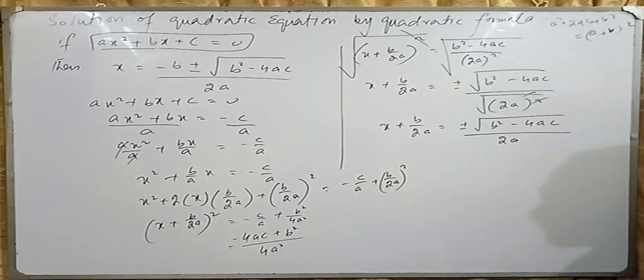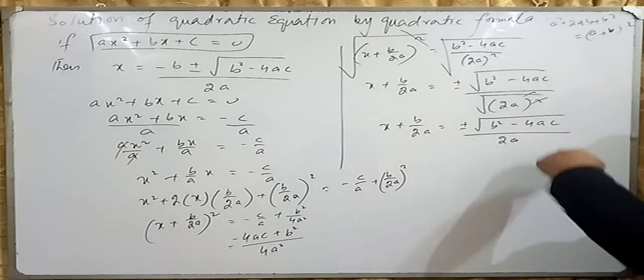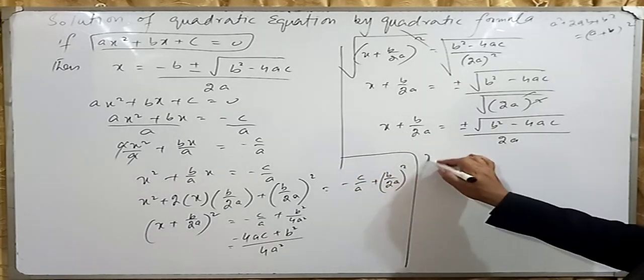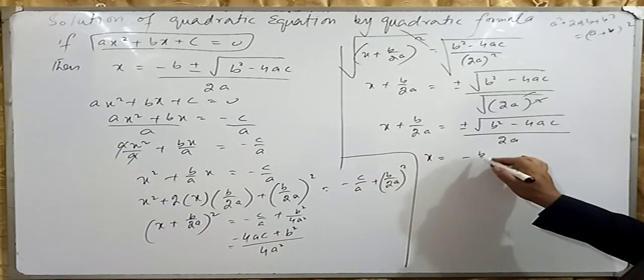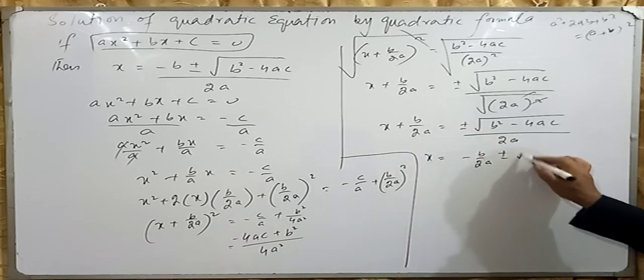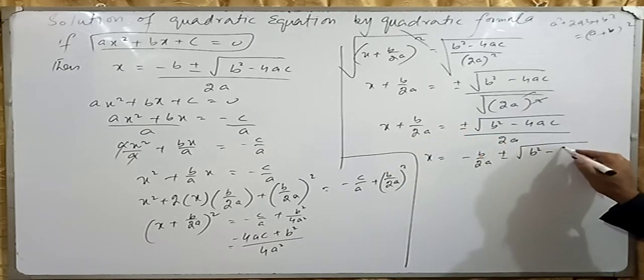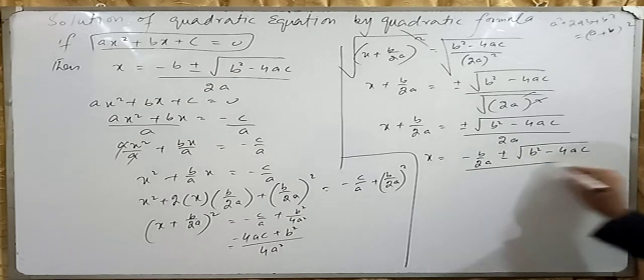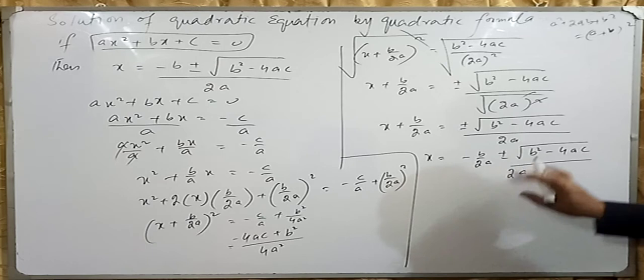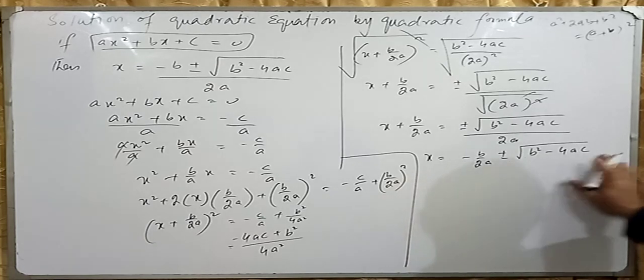Now we need to shift b over 2a on this side again. So when we shift it, it will become x equal to minus b over 2a. It's plus, it will become minus, and plus minus under root b square minus 4ac divided by 2a. So divided by 2a like this.